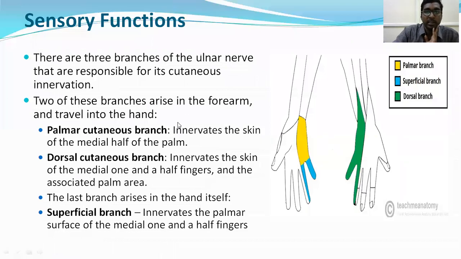What are the sensory functions? So I had told you this is the dorsal branch which is given off at this level and supplies the dorsal 1.5 fingers of the hand, and then the palmar branch. The palmar branch comes, goes superficial to Guyon's canal and supplies this palmar area, and the later part goes inside through Guyon's canal, and after supplying all the muscles of the hand, it supplies the medial 1.5 fingers by digital branches.